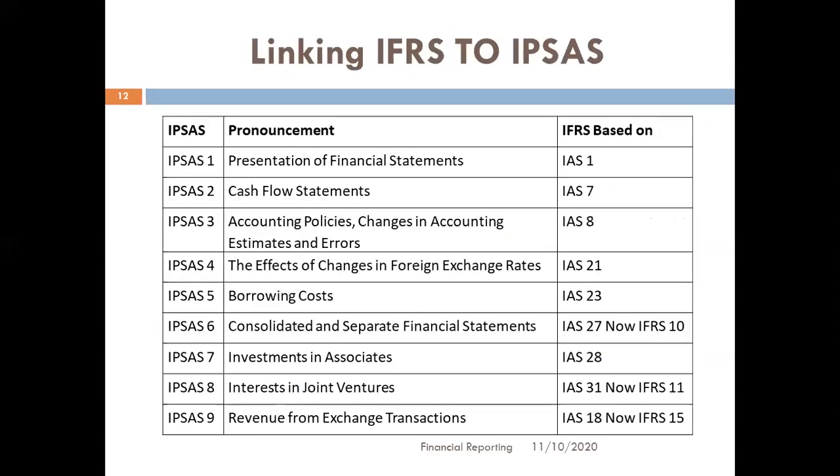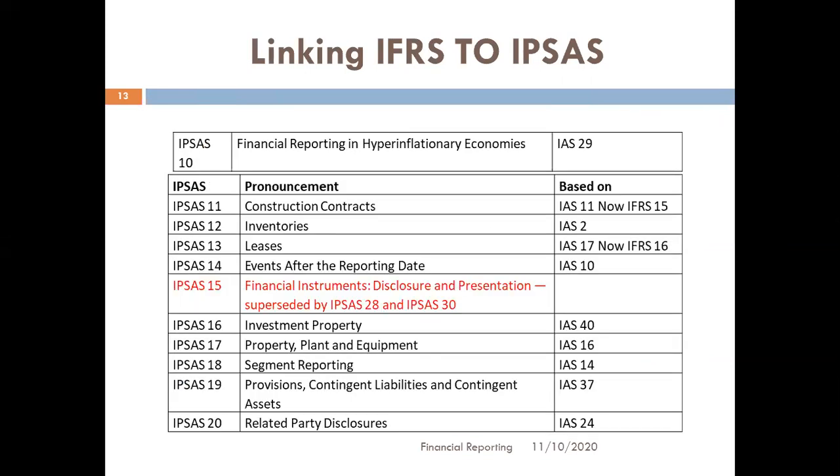For example, if you look at this slide, IPSAS 1 can be related to IAS 1, the presentation of financial statements. IPSAS 2 can be related to IAS 7, cash flow statement. IPSAS 3 can be related to IAS 8. IPSAS 4 can be related to IAS 21. IPSAS 5, borrowing costs, can be related to IAS 23. And you continue, you look at each of these.